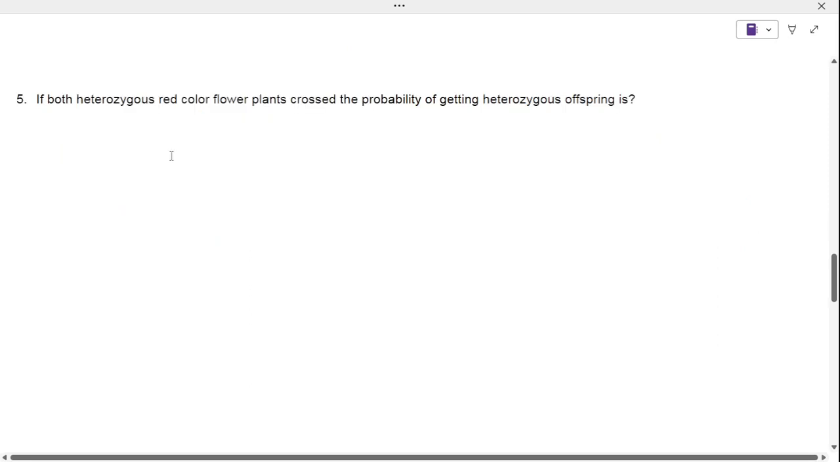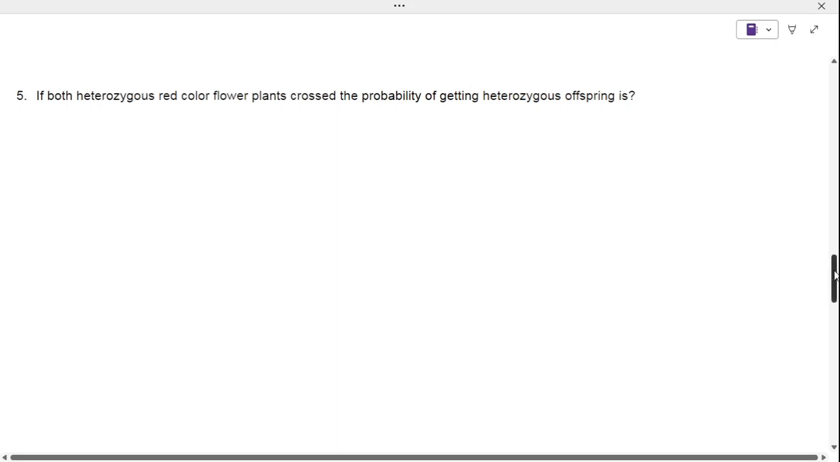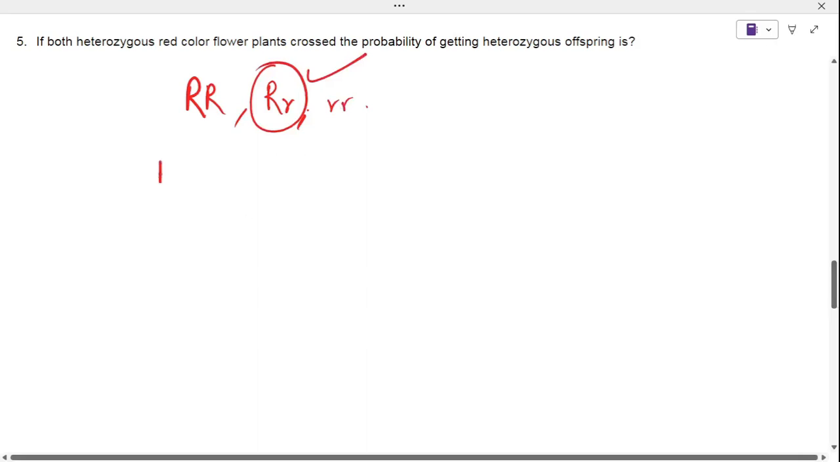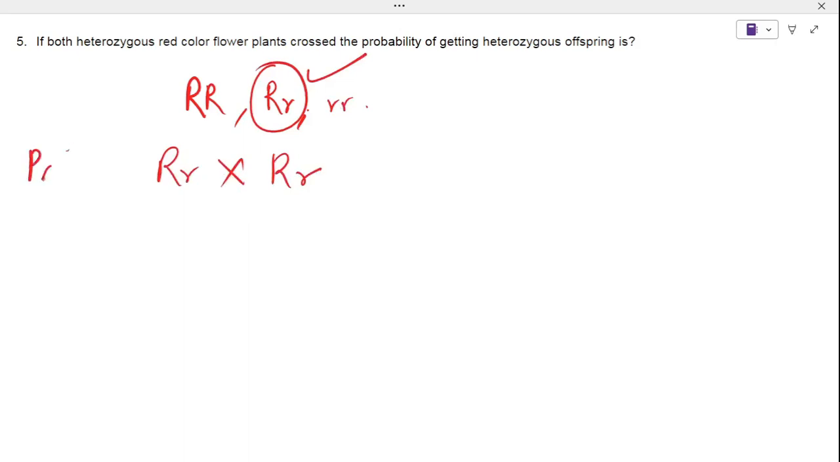If both heterozygous red color flower plants are crossed, the probability of getting heterozygous offspring will be? That means what is given here? Heterozygous red color. This is homozygous, this is heterozygous red, and this is white color, right? Both heterozygous parents are crossed, capital R small r cross with capital R small r. This is parents, right? And this is gamete, capital R small r, capital R small r.